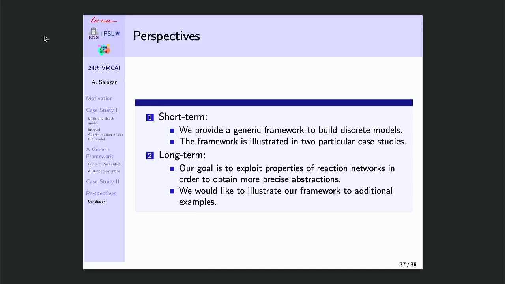Okay? So you can imagine now that the long-term goal would be to continue to reason on the type of properties of the reaction network to obtain, of course, more precise abstractions. And then we would like to illustrate our framework in systems that contain many more variables, for example, and try to perform some kind of approximation schemes that allow us to reason a bit better on the type of model reductions that we can do from large systems of reactions involving many variables.